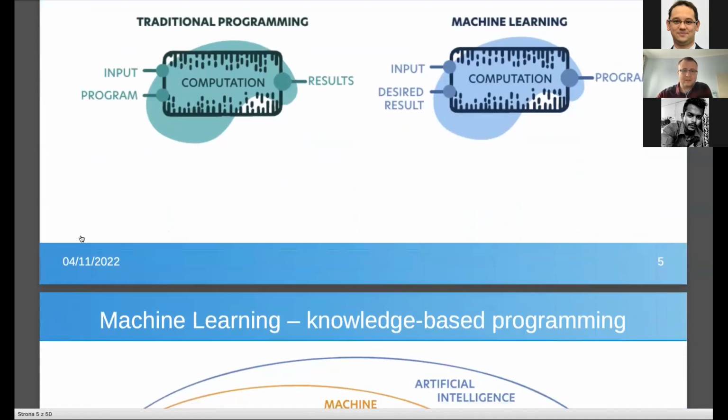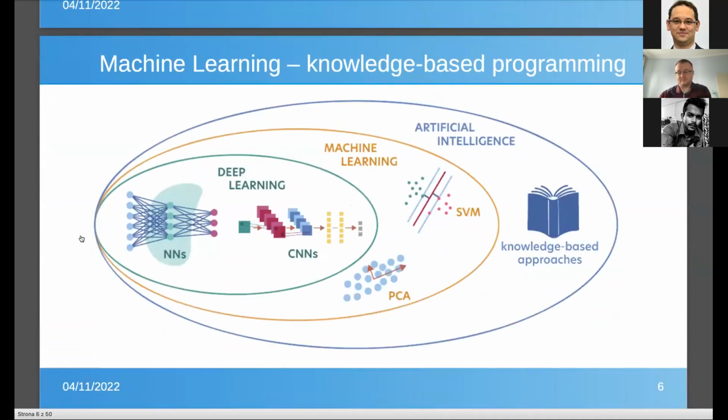And this approach is known as knowledge-based programming. In this figure, we can see the different levels of this knowledge-based approach to developing codes. On the very broad scope, we can think about artificial intelligence, about artificial systems, artificial programs, or some machines, which can gather the knowledge stored in some databases, and without any explicit programming, only through the gathered knowledge, the machine can solve some desired tasks.